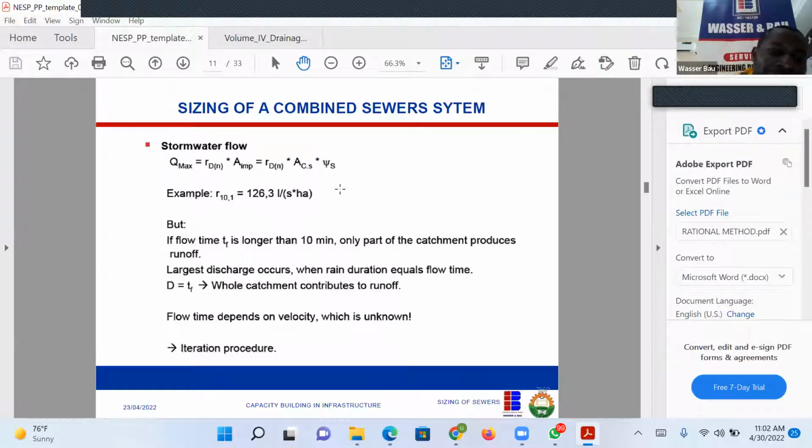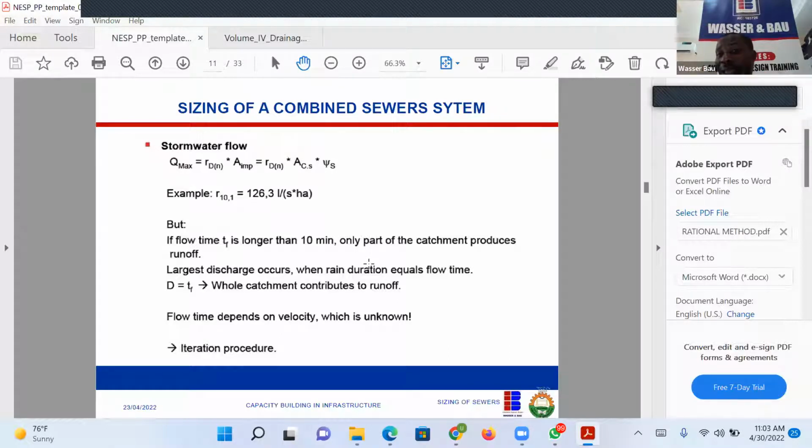Then flow time is T. If the flow time is longer than 10 minutes, only part of the catchment produces runoff. Largest discharge occurs when rain duration equals flow time. That is why I was telling us about flow time and rain duration. All this is to justify why you should use 10 minutes. And if the rain is coming from a distance, such that it will take more than 10 minutes to flow into the drain, then there's a small error, or it will not give you the real discharge. The real discharge will come at 10 minutes.